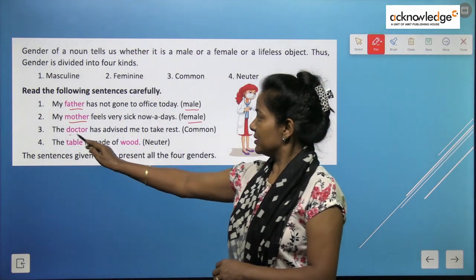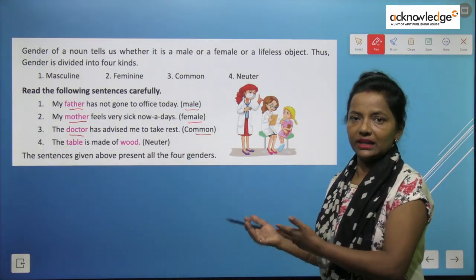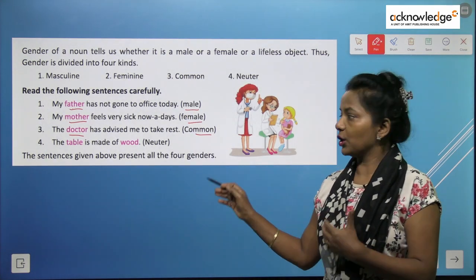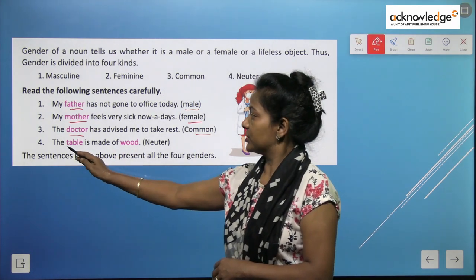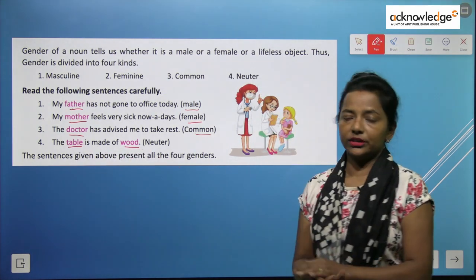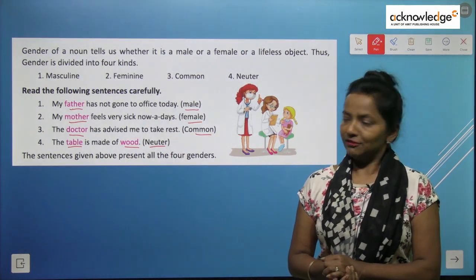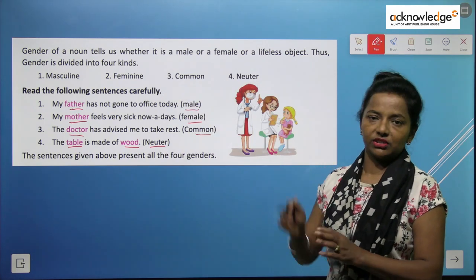Now here, doctor is common. We'll go ahead in the chapter and then we'll define these male, female, common and neuter. Okay. The table is made of wood. Table and wood. These two are neuter. Fine. So what are these male, masculine, feminine, common and neuter?